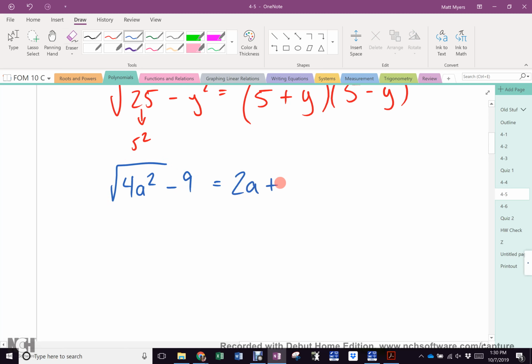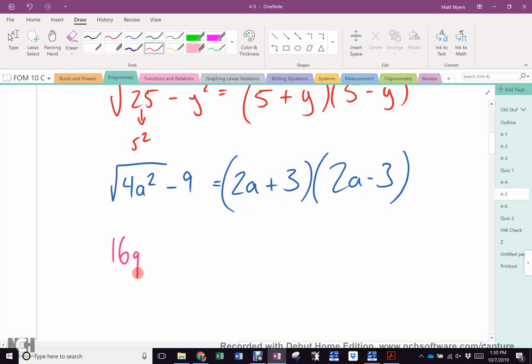2a plus 3. And then? 2a minus 3. Okay, I like where this is going. What if I gave you this? 16q squared minus 25p squared. What's that one going to be? Addison. 4q minus 5p.